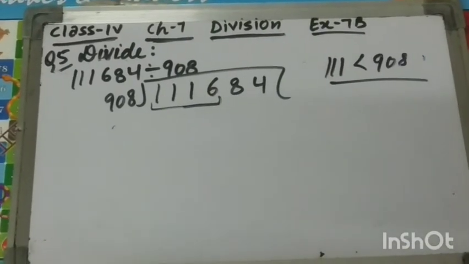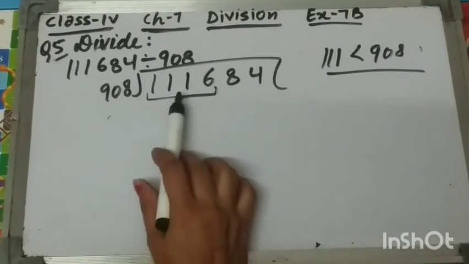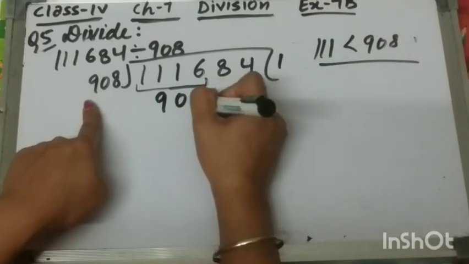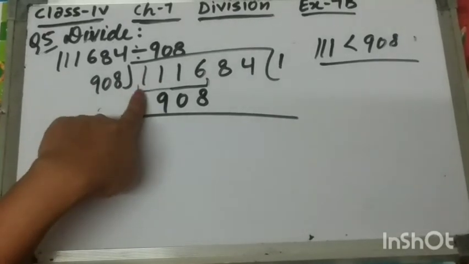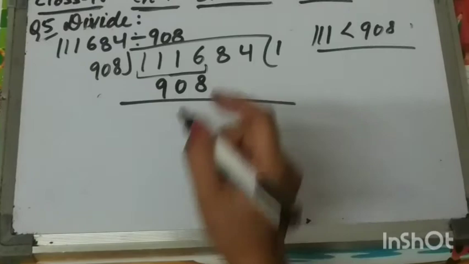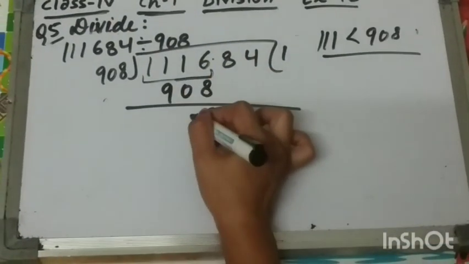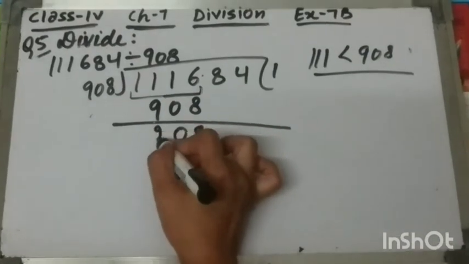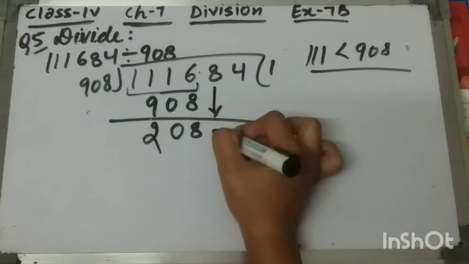Okay. Now here is 9 and 9 2s are 18, that will be greater than this 11. So 908 1s are 908. Now subtract these two numbers. 16 minus 8 is 8. 0 minus 0, 0. And 11 minus 9 is 2. Okay. So now bring this 8 down.